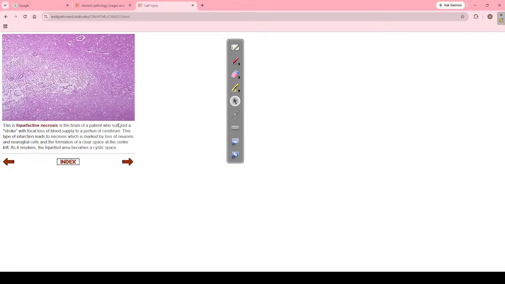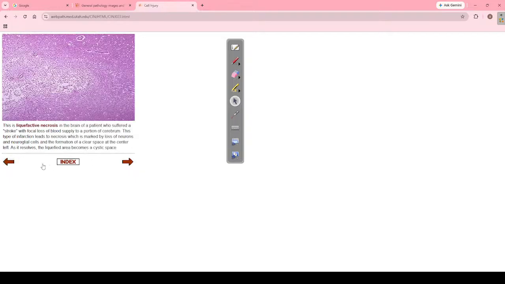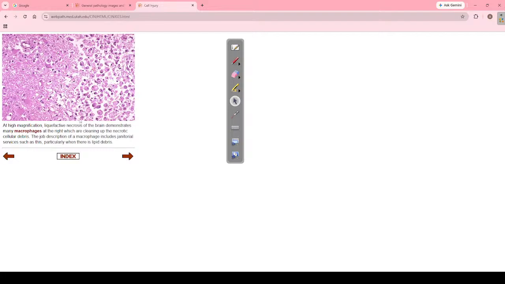In the brain of a patient with stroke, there is focal loss of blood supply, and this leads to necrosis, with loss of neurons and glial cells. There is formation of a clear space at the center. As it resolves, the liquefactive area becomes a cystic space, and it becomes clearer.